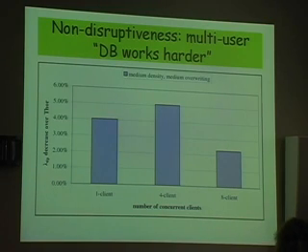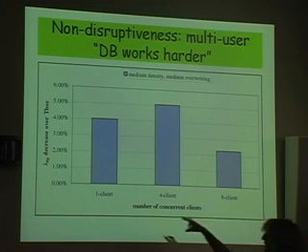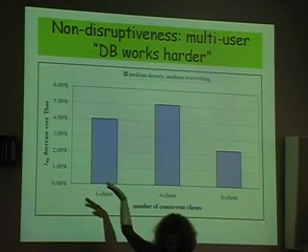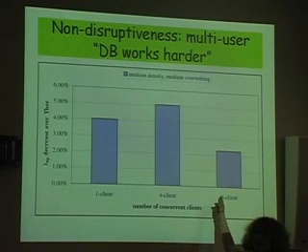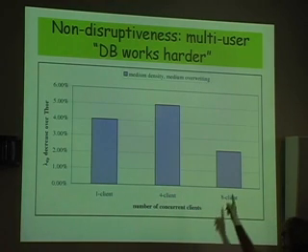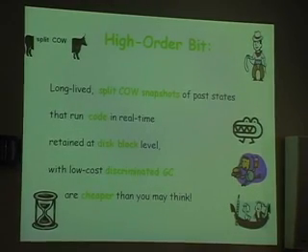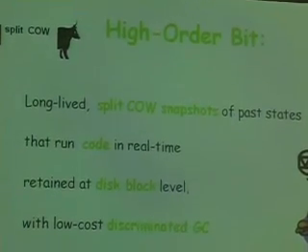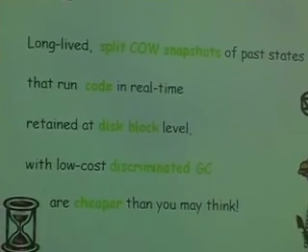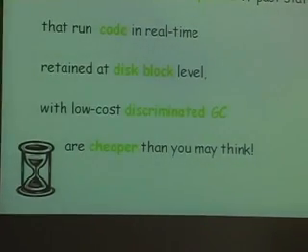So this is what you see here. When I run it with 1 client and 4 clients, this metric I had, non-disruptiveness, drops. But when I get to 8 clients and my system runs at full capacity, suddenly I do better. So that's actually good news. In other words, I do better when the other guy does worse. That's all. So I showed you, basically the higher order bit is split copy-on-write snapshots of past states that run code in real time, retained at disk block level with garbage collection, are cheaper than you might have been thinking. And the take home is really new snapshot techniques, keep your past current state non-disruptive, discriminate past.